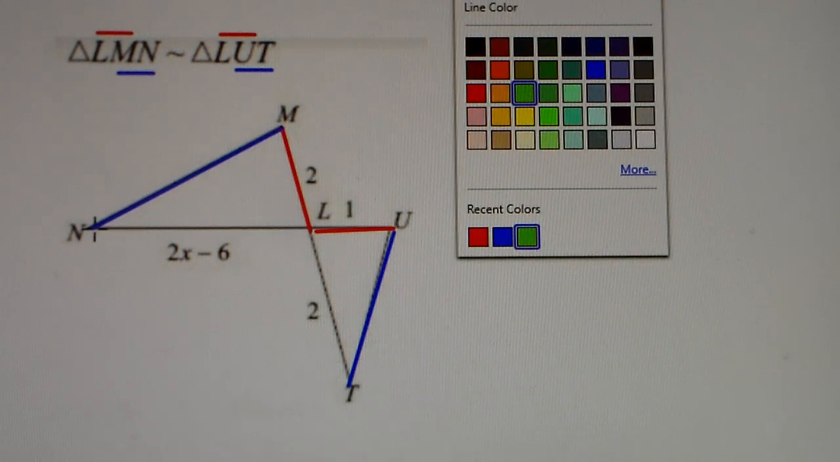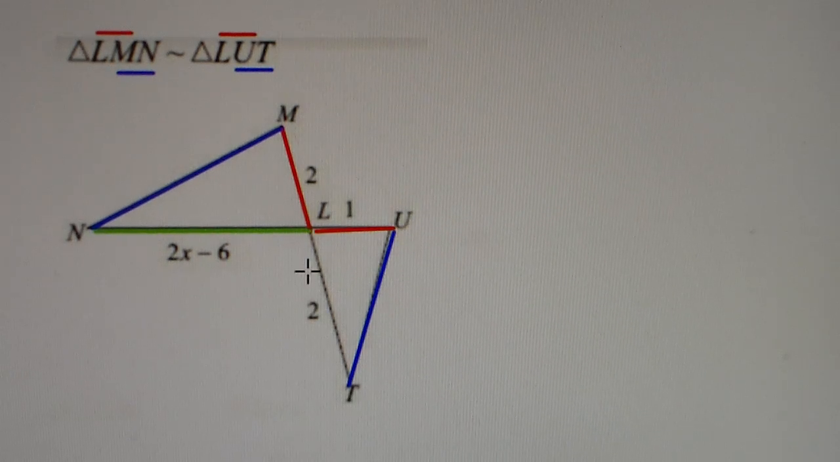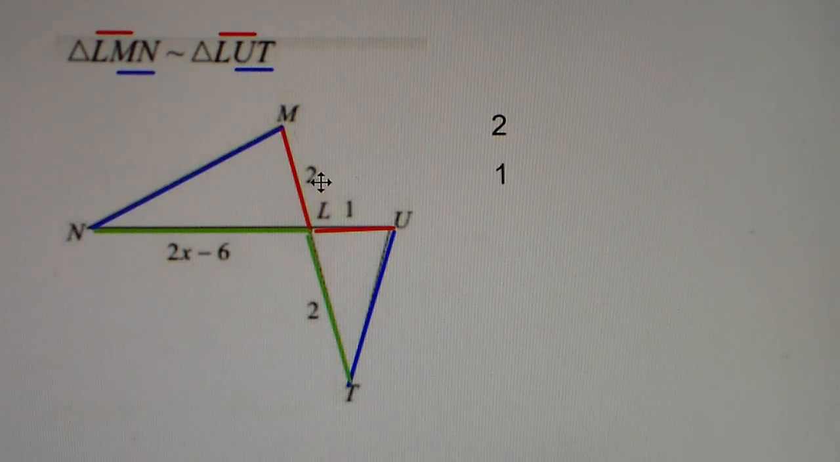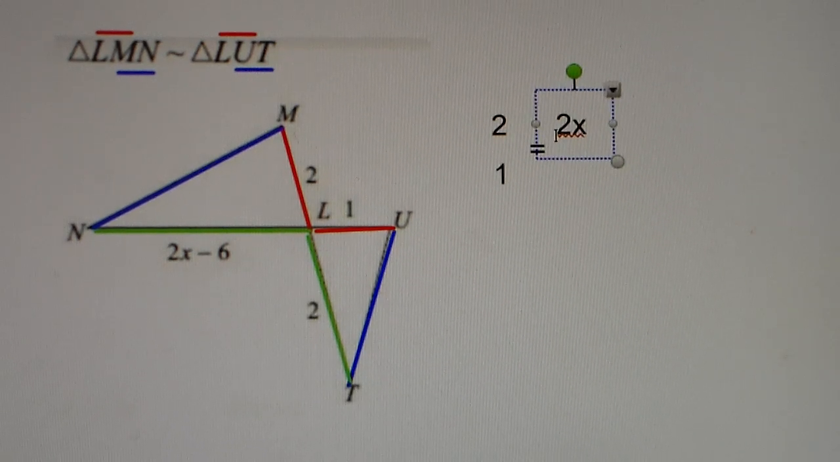Let's still put the color in just for show. So LN, the green guy, matches up with the green guy. We know this based on what they tell us up here with the letters and in the problem itself. So now ML, which is 2, 2 divided by 1, because I did the bigger one over the little one. So 2 divided by 1 is equal to 2x minus 6 over 2.